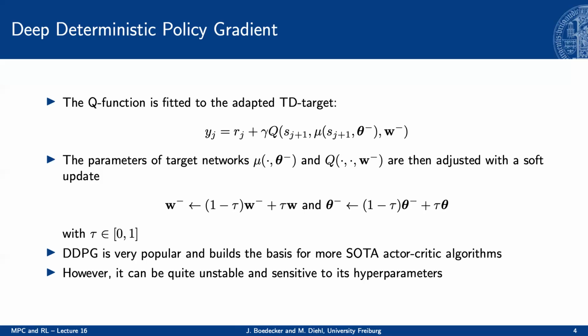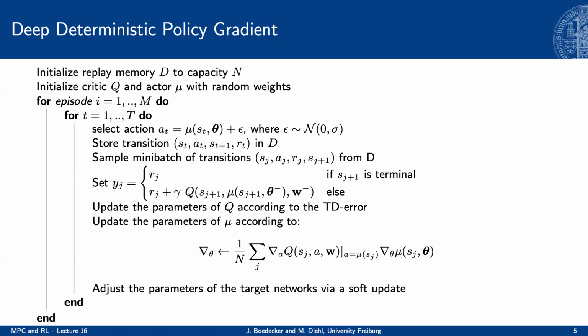Okay. It says here DDPG is very popular and builds the base for more state-of-the-art actor-critic algorithms. Right now, I wouldn't necessarily say it's very popular. It's still used sometimes, but nowadays other state-of-the-art algorithms that build on DDPG are probably the go-to algorithms. One particular problem with DDPG was especially that it can be quite unstable and sensitive to the chosen hyperparameters. But it can work really well if you have good hyperparameters. That also needs to be said.